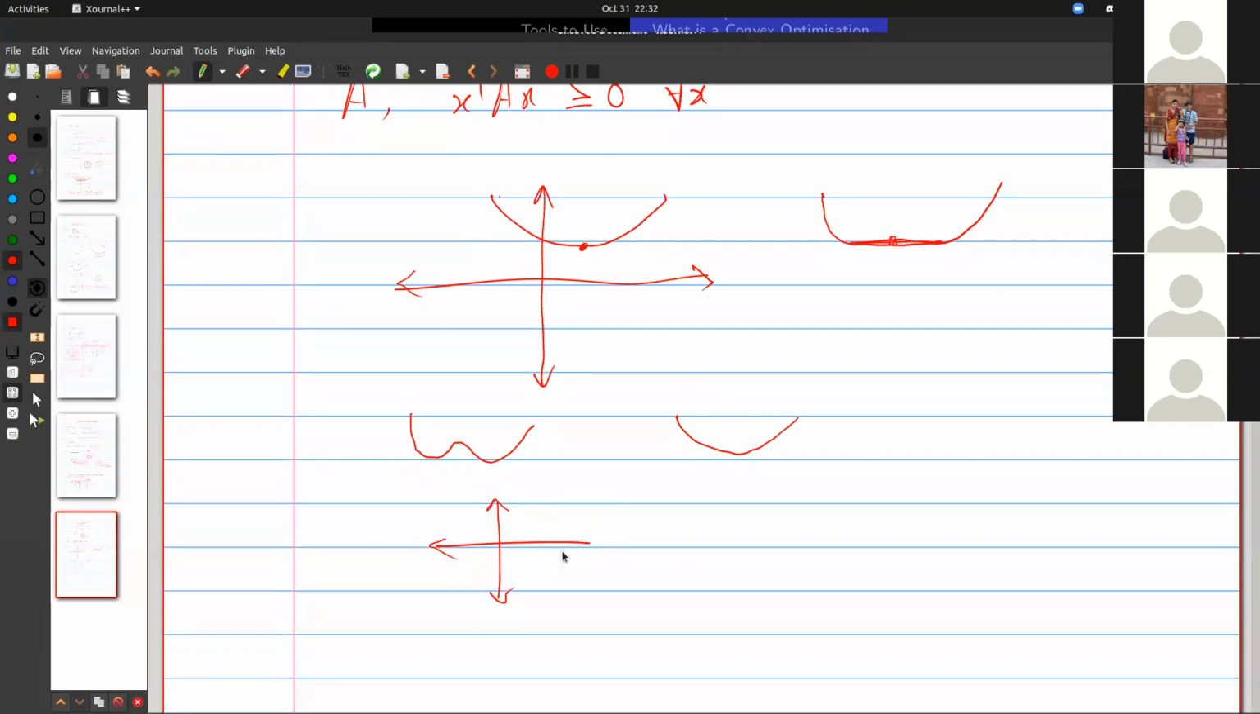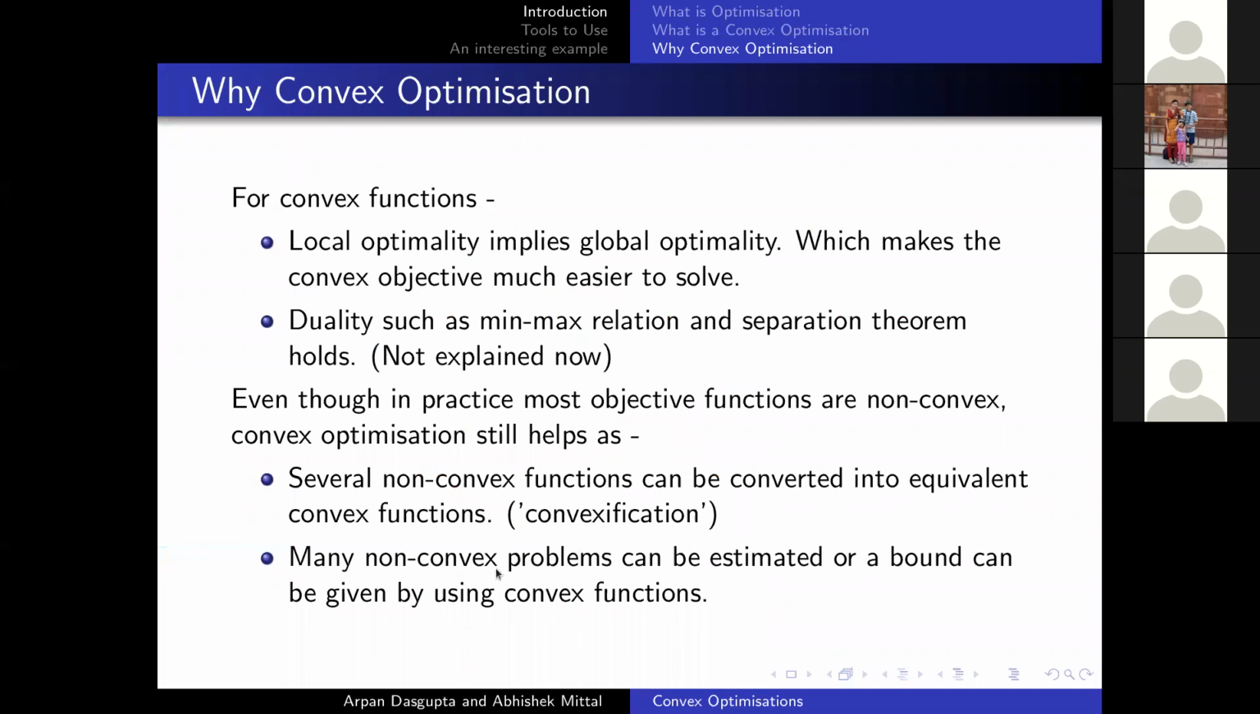solutions of non-convex functions. So Abhishek will be solving a non-convex problem later, which is very interesting, and not a trivial problem, but using convex optimization we can find a good bound on the problem. So any questions till now?